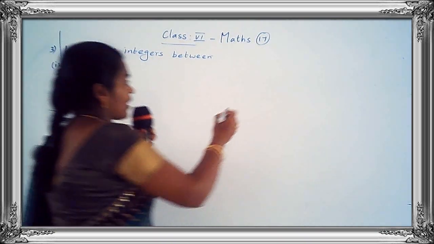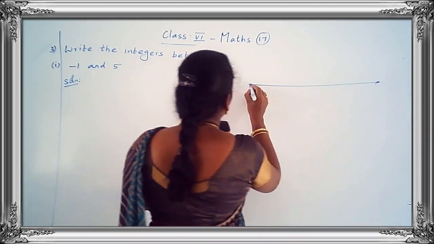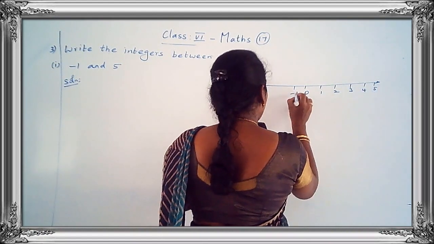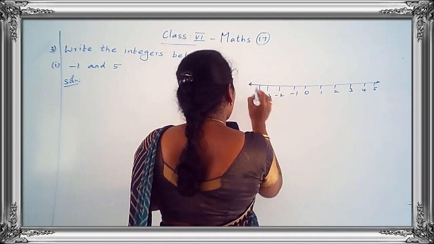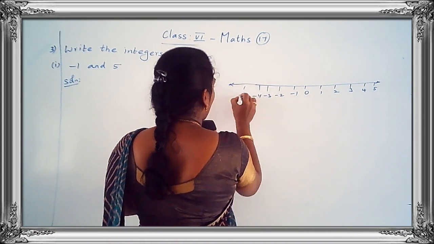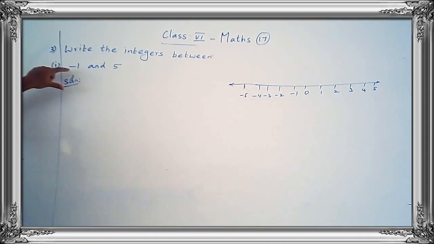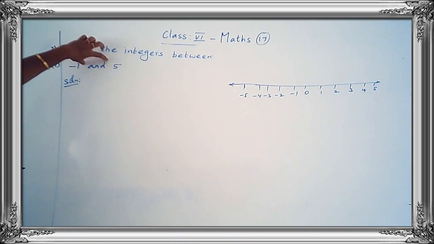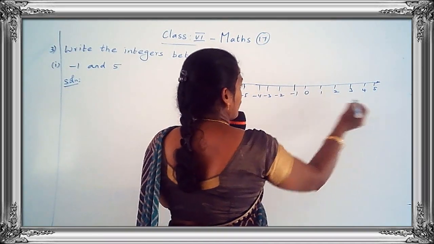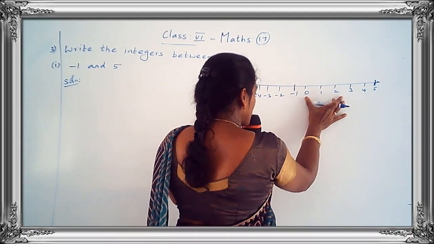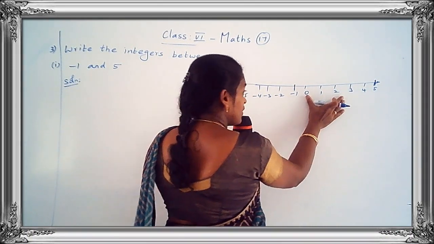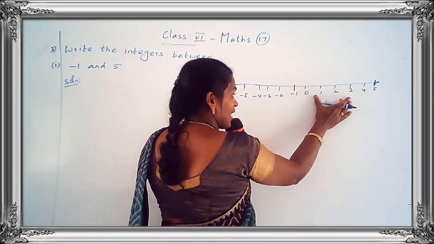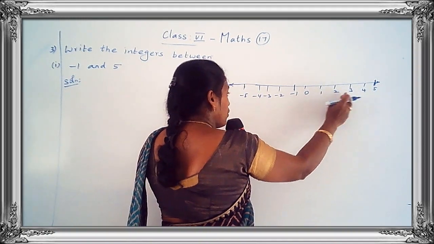Okay? First of all you draw the number line, okay? 0 1 2 3 4 5, okay? Here -1 -2 -3 -4 -5, okay children. Now you say write the integers between -1 and 5. The integers between -1 and 5. Where is -1? Here. 5 here. So the integers between -1 and 5 are, how many integers are there? 1 2 3 4 5, okay. 5 integers are there. They are 0 1 2 3 and 4.